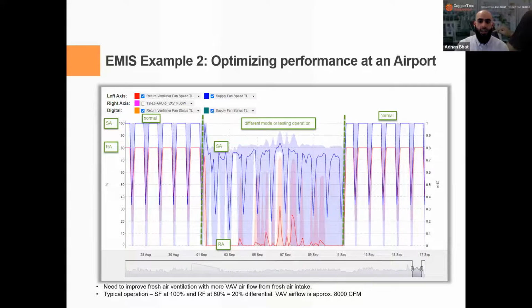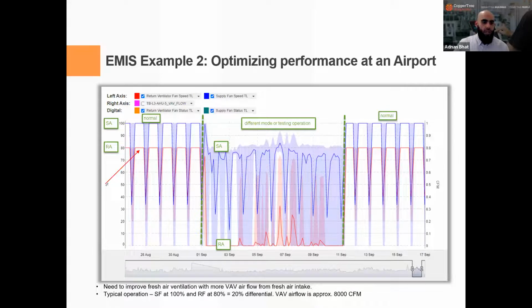Here is another example from one of our airport clients. The task here was to ensure that there's sufficient ventilation in order to maintain indoor air quality as per COVID-19 guidelines. The client wanted to find ways through which they can improve fresh air ventilation with more VAV airflow from fresh air intake without making huge compromises on energy.